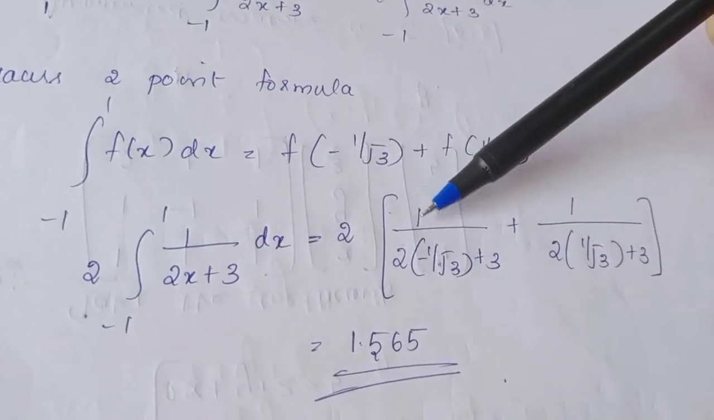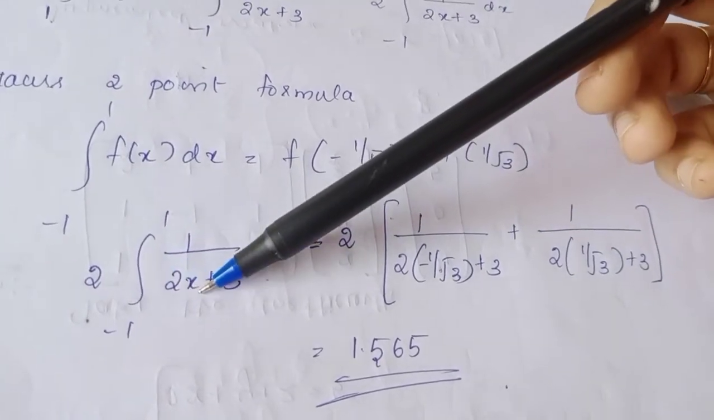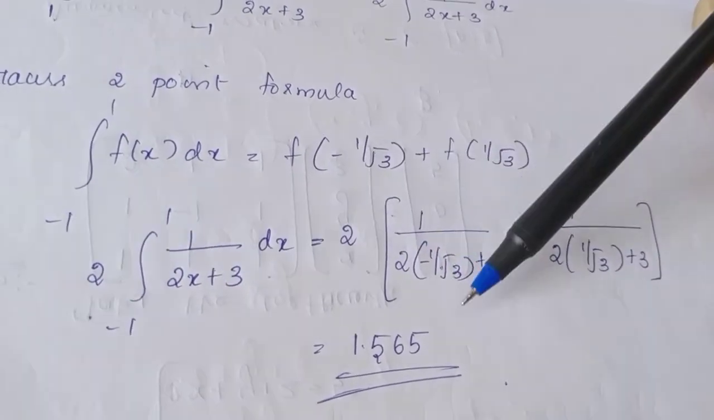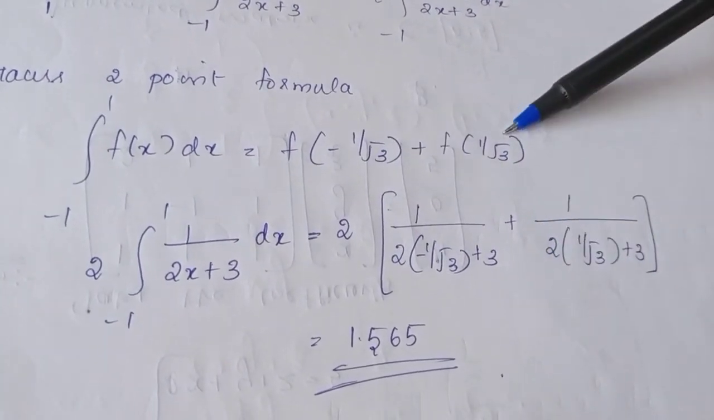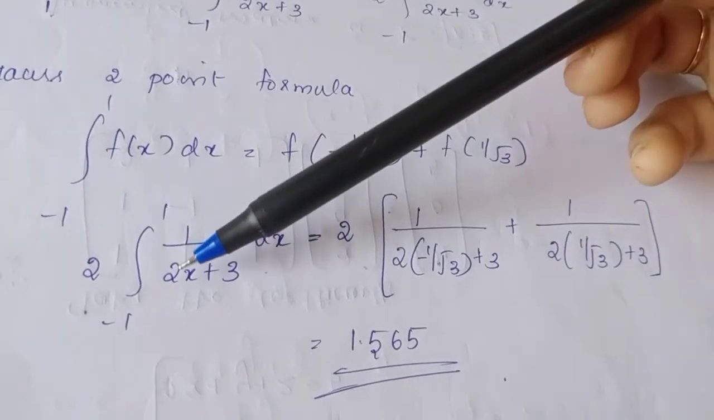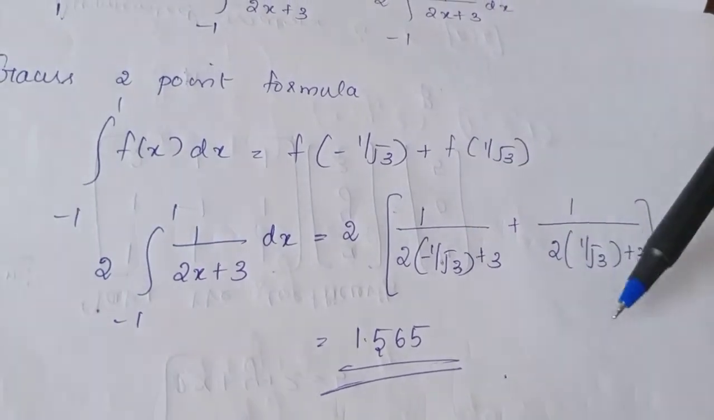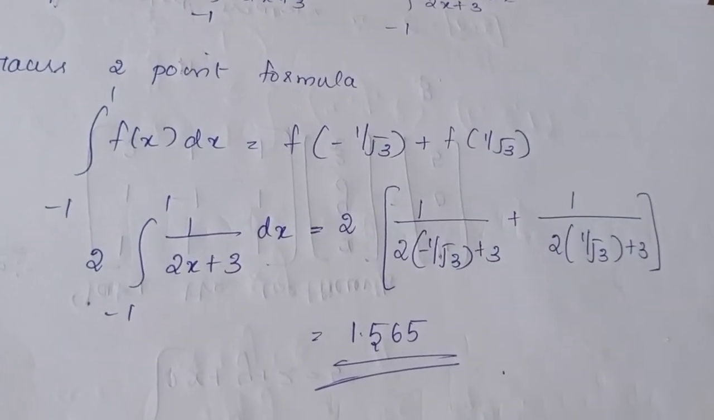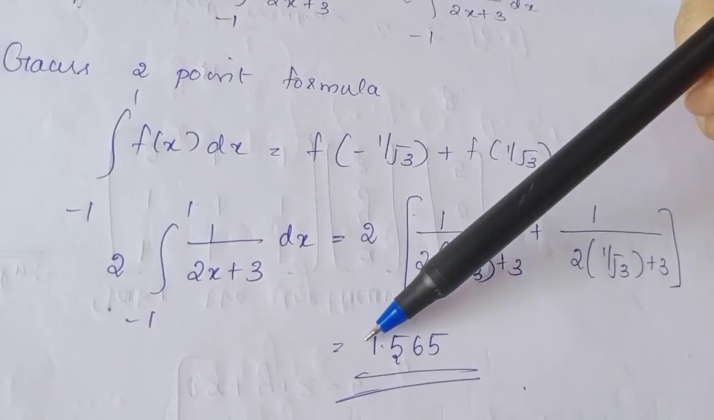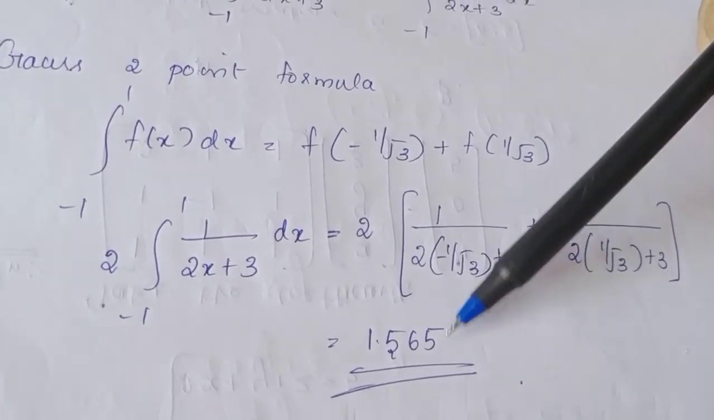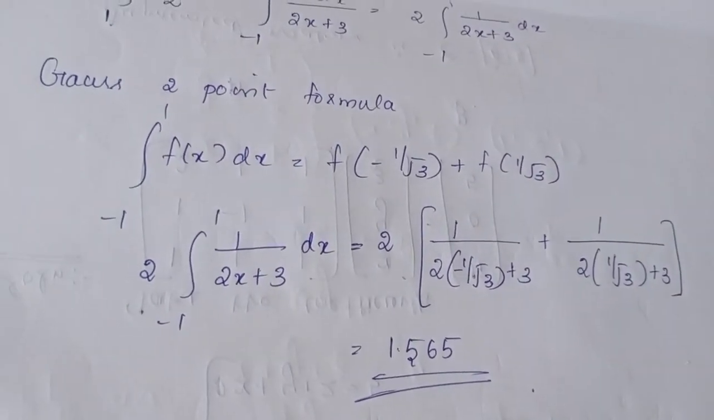F of minus 1 by root 3 means, with f of x as this one, 1 divided by 2 into minus 1 by root 3 plus 3, plus f of 1 by root 3, that is 1 by 2 into 1 by root 3 plus 3. Apply the value for x. Then we got the value 1.565. So this is the final answer.